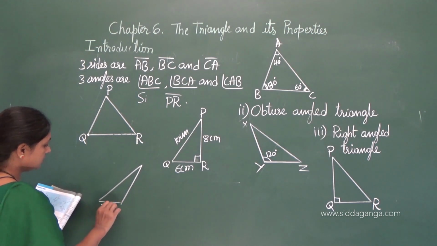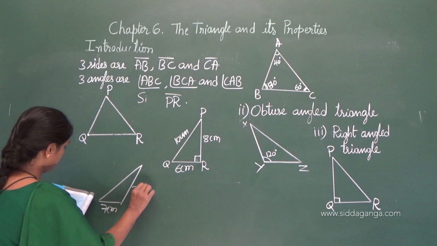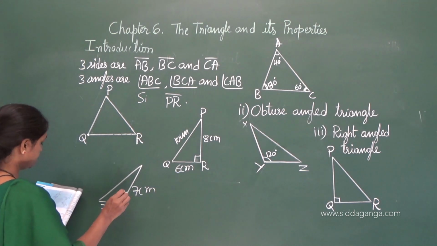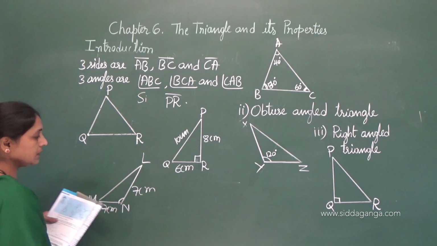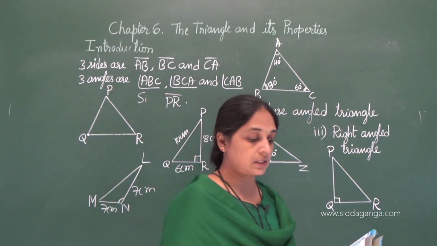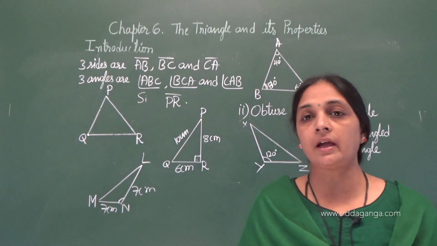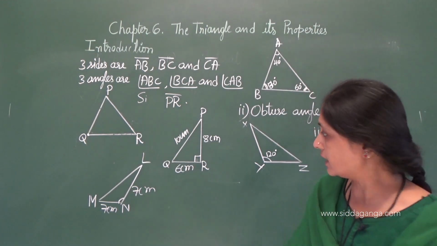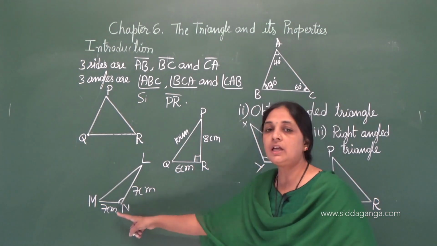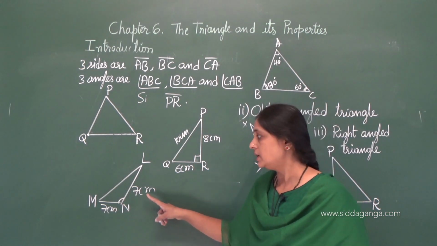Okay, 7 centimeter and 7 centimeter. This is obtuse angle LMN. By mixing sides and angles, we can say here obtuse angled isosceles triangle, because two sides are equal. These two sides are equal.